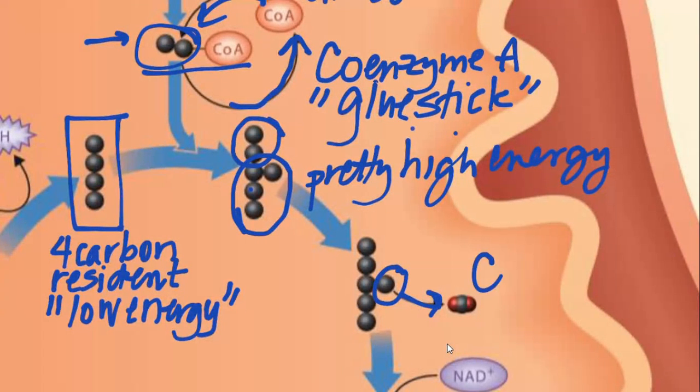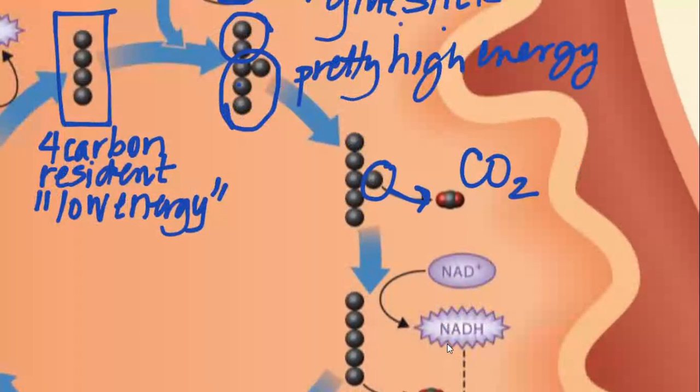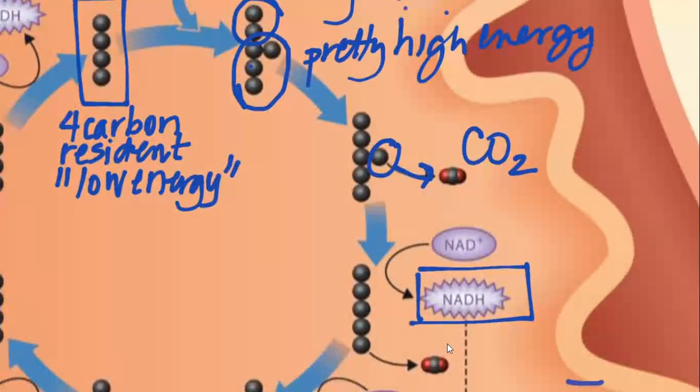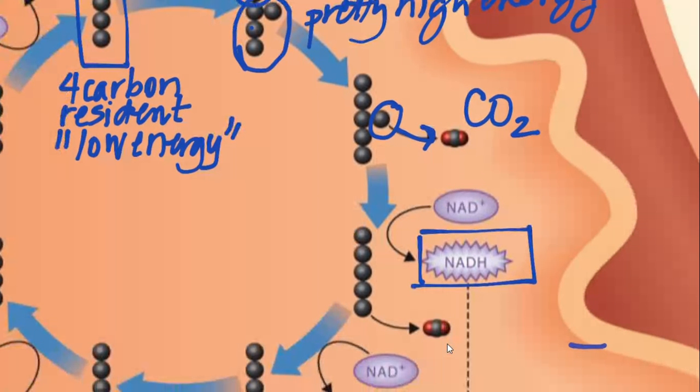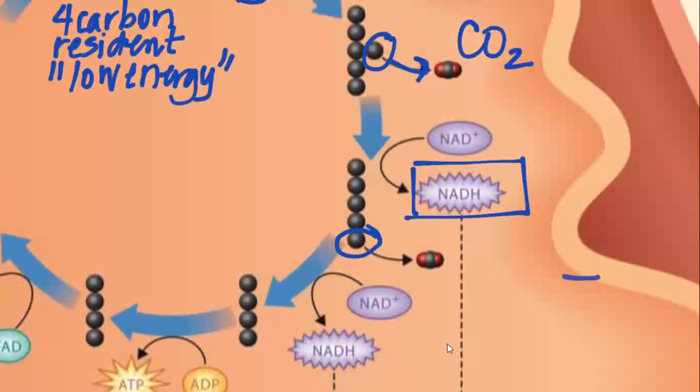So here we're going to remove another carbon dioxide. And just as before, whenever we remove the carbon dioxide, we can harvest some energy. And again, we're harvesting it in the form of a couple of electrons that are locked in NADH. We remove another carbon here and do the same thing, harvest a little more energy.